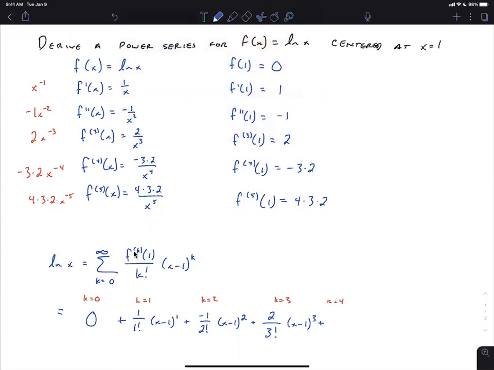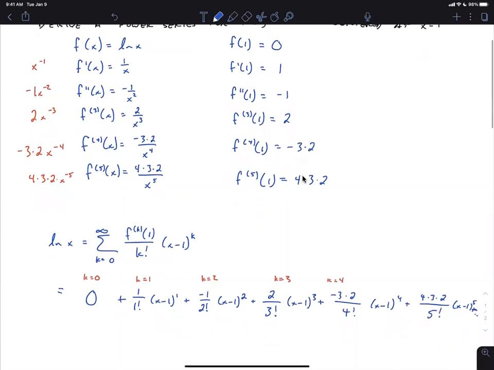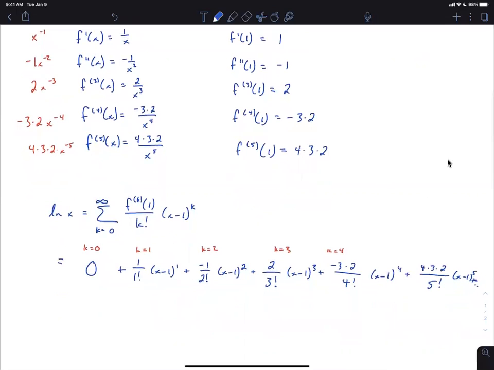And then k equals 4, fourth derivative at 1. That's negative 3 times 2 over 4 factorial, x minus 1 to the fourth. And then k equals 5 is 4 times 3 times 2 over 5 factorial, x minus 1 to the fifth. And then that keeps going. That is a plus. And sorry, I'm kind of on the edge of my screen, but plus and so on from there. Any questions to here? Is everybody clear what we're doing there?